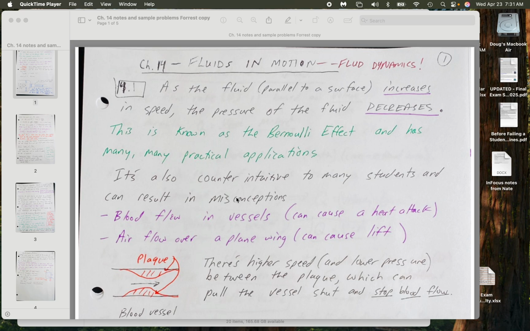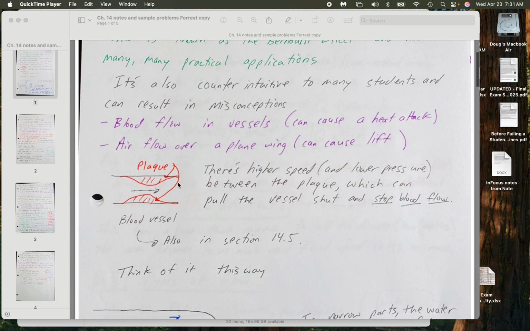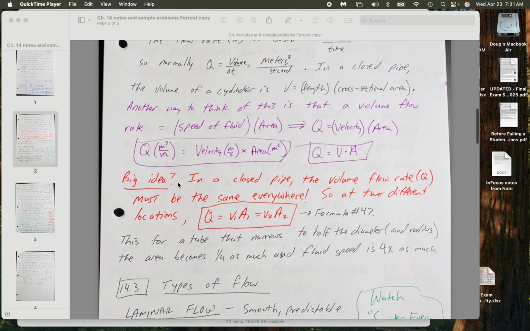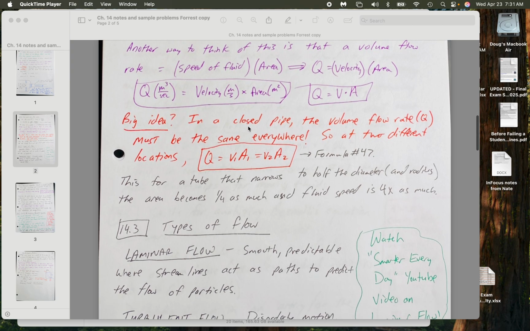So these are my chapter 14 notes and sample problems. I'm making this video because I want to explain things a little better, and I don't think we're going to have time in class to do that. So these are my notes. You took notes, which I handed back. So some big ideas here.